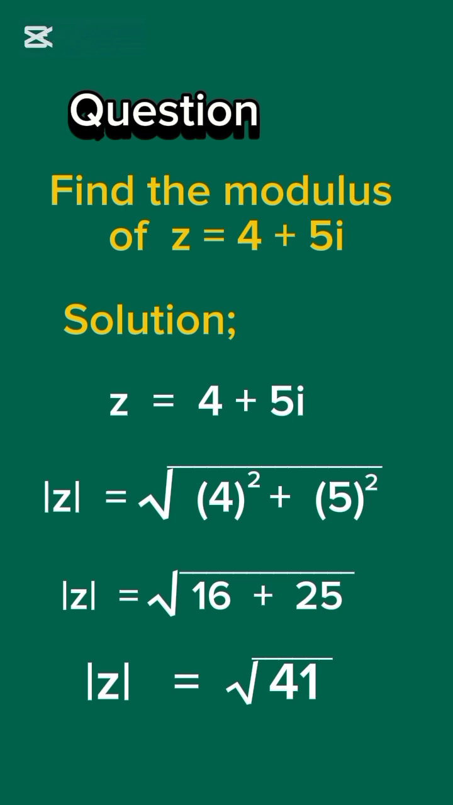Now substitute the values. Modulus of z equals square root of 4 square plus 5 square. Square of 4 is 16 and square of 5 is 25. This becomes square root of 16 plus 25. Now add them. 16 plus 25 equals 41. So the modulus or absolute value of z is equal to square root of 41. And this is the final answer.